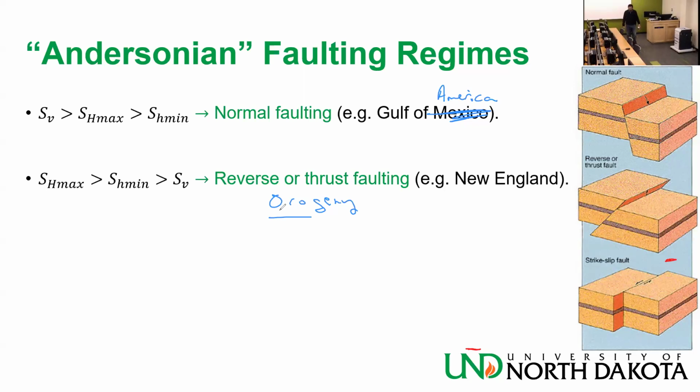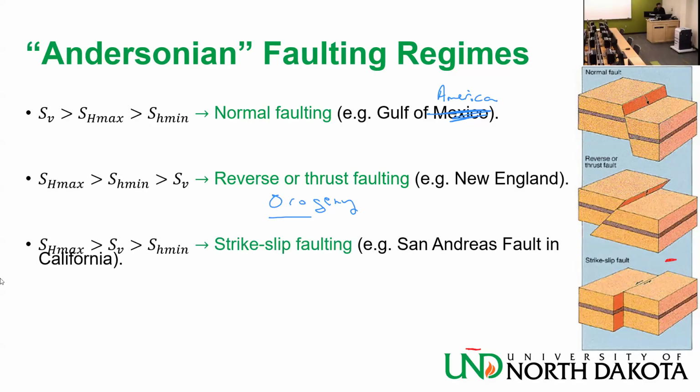Nepal, New Zealand, some parts of Argentina, all reverse faulting. So in that case, SH max is bigger than SH mean, which is bigger than SV. And then I have strike slip faulting.